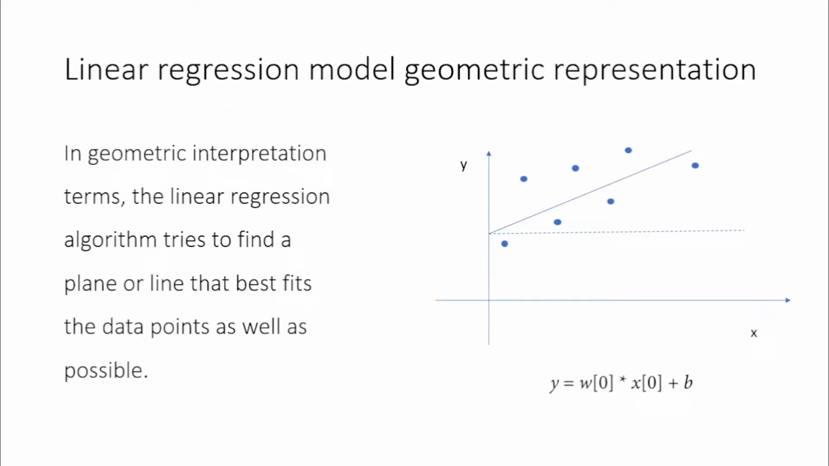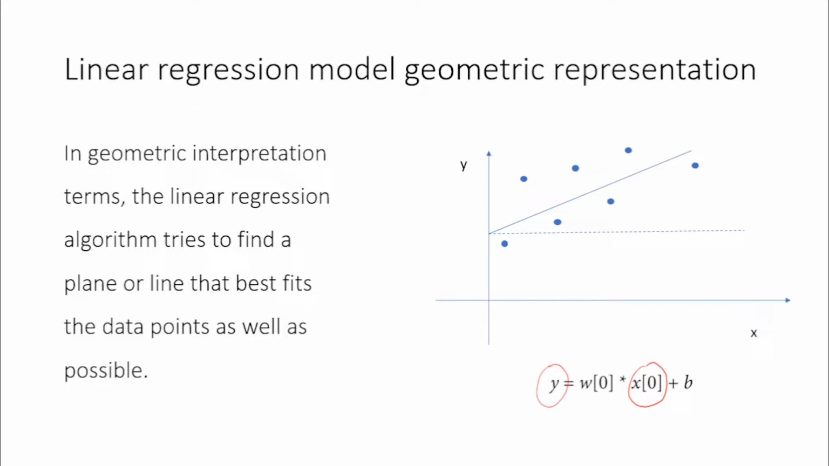Now let us look at the geometric representation of the linear regression model. In geometric interpretation terms, the linear regression algorithm tries to find a plane or line that best fits the data points as well as possible. So we'll look at the simplest of examples where we have a single input feature. So this is our input feature x0, and this is our outcome that we are looking for.